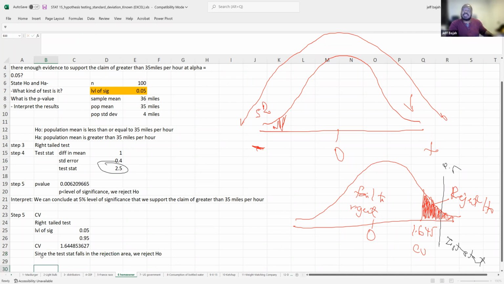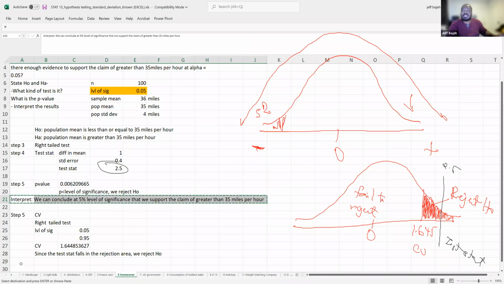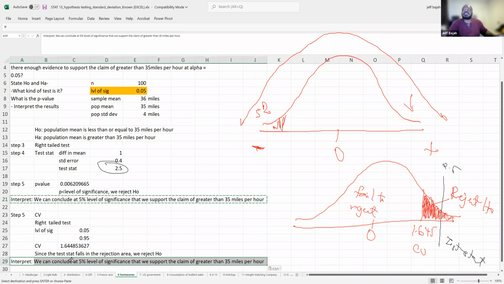You can see the same answer. So any method you use, you will still get the same answer. And in both cases, we're going to include our interpretation. If you use that, you have to interpret your results. So you see both methods give you the same answer.